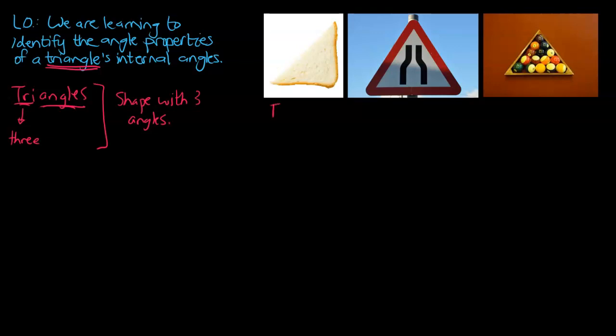And I've got a few examples. So we can see that half sandwich, that's a triangle coming up in our food. We can see the road sign. So that's triangles coming up when we travel. And even in our recreation, we've got that pool cue setting up ready for that game as well. So triangles everywhere, we can't avoid them.